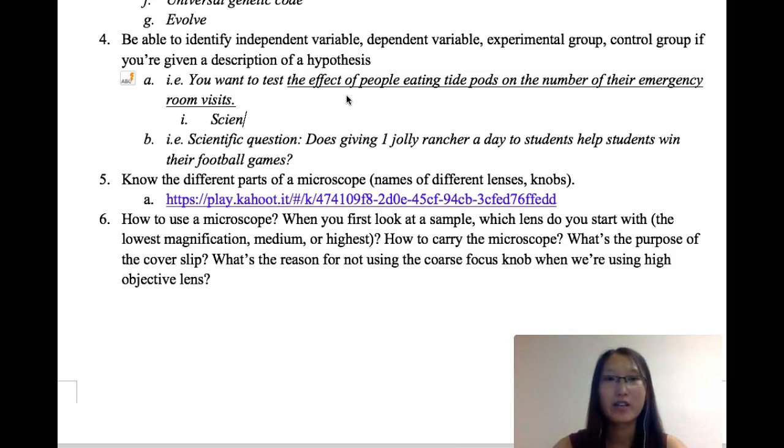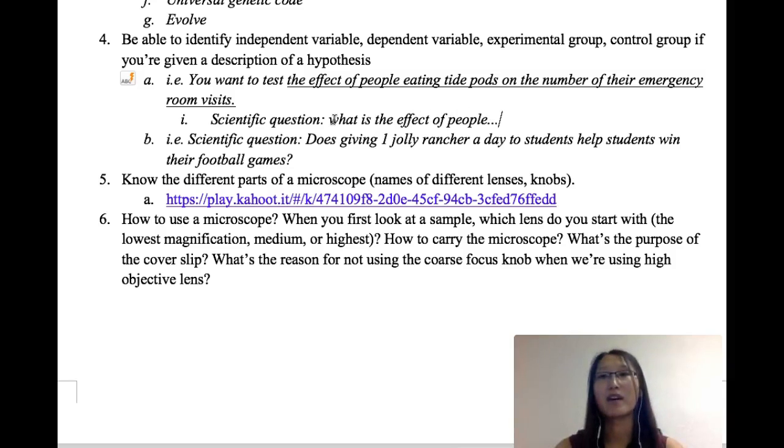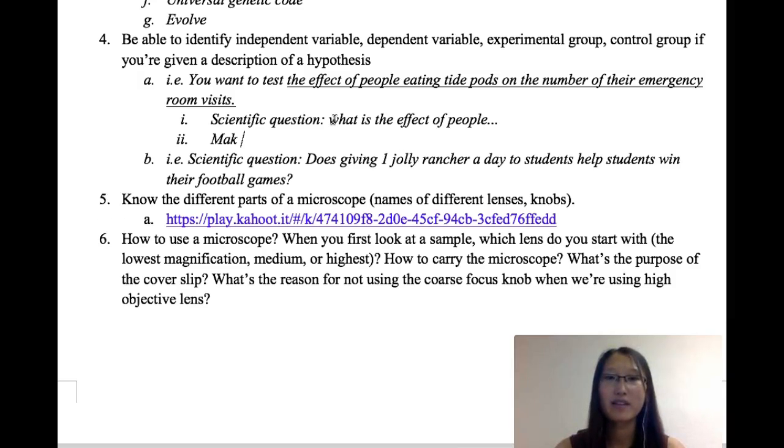Your scientific question would be, what is the effect? Let me just write it down. Scientific question. So let's say you're wondering about this thing, but you want to make it more scientific. You start by asking a scientific question: what is the effect of people eating Tide Pods on the number of their emergency room visits? And then you make a hypothesis.